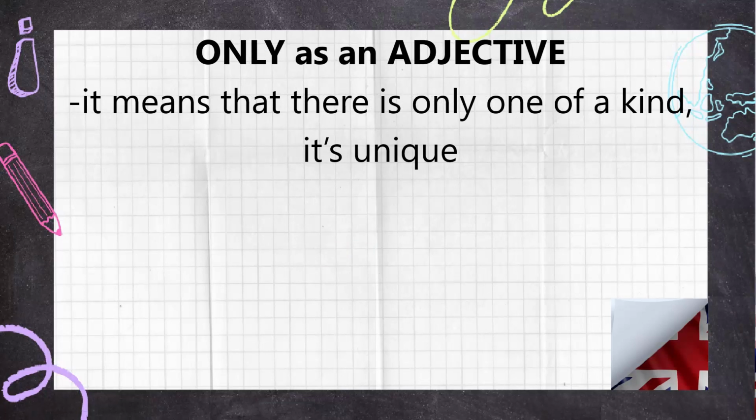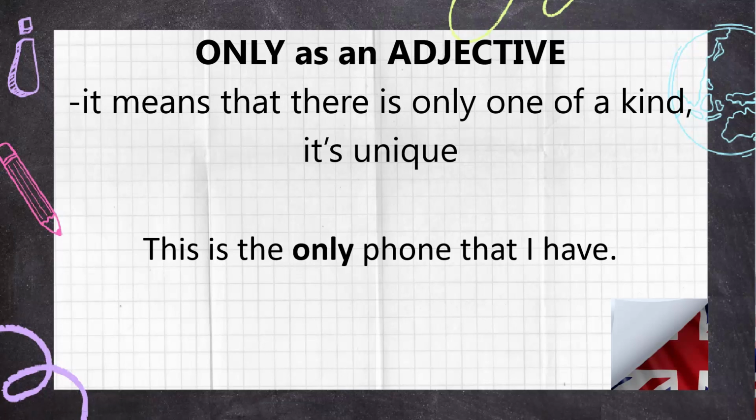It means that there is only one of a kind. It's unique when we use only as an adjective. This is the only phone that I have. So it's one of a kind, it's unique. It's the only one.